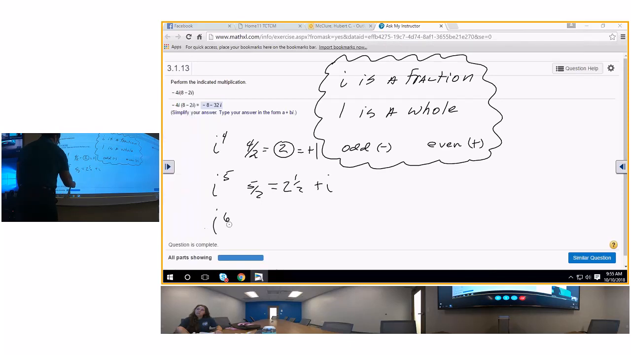Somebody take the exponent. Let's go with 6. i to the 6th. 6 divided by 2 is 3. What is 3? It's an odd number, but what is it? It's a whole number. So 1 is your answer.